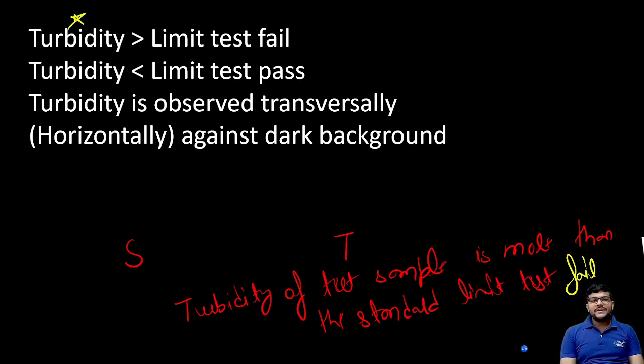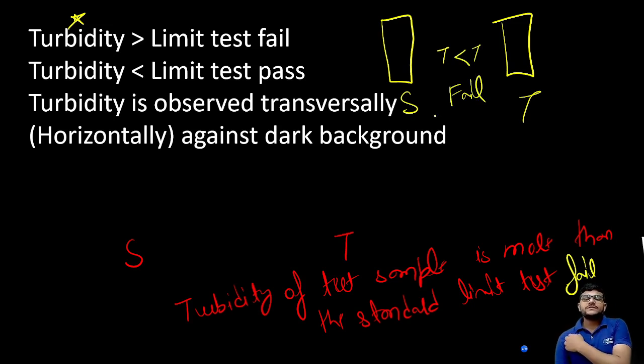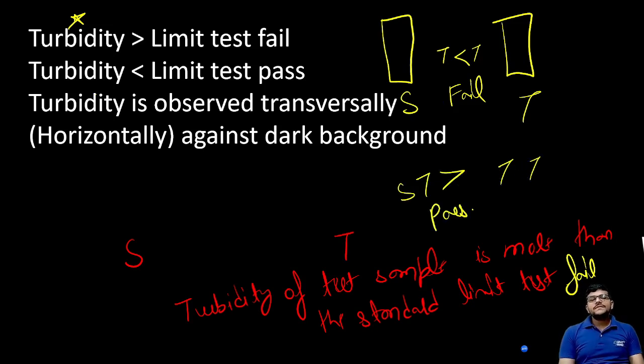The limit test fails when the turbidity of the test sample is more. Like this is our standard and this is our test. If the turbidity of the test sample is more, then the limit test will fail. If the turbidity of the standard is more than the turbidity of the test, then it will pass. If the turbidity of our test is less than the turbidity of the standard, then this will pass the limit test.